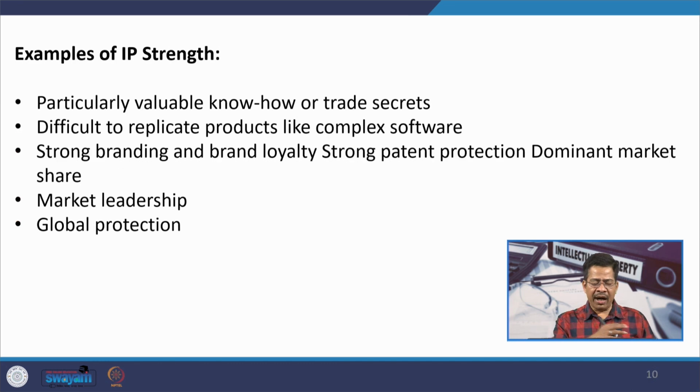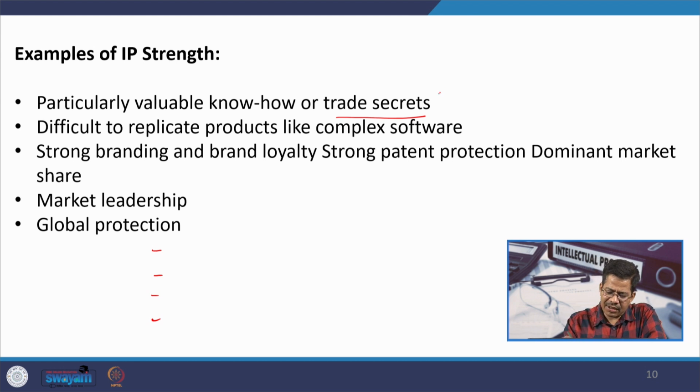Now, after understanding what SWOT is, and what type of factors impact my strengths, weaknesses, opportunities and threats, let us quickly discuss some interesting examples of strengths, weaknesses, opportunities and threats. These are just examples, you can always add more to this list. Like you have some very valuable know-how or trade secret.